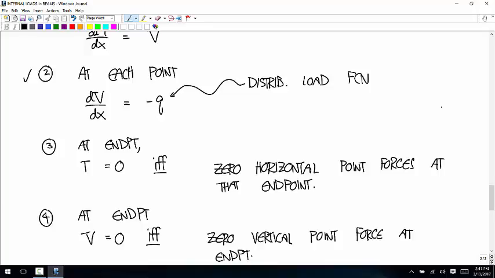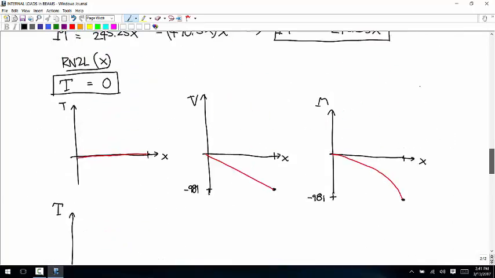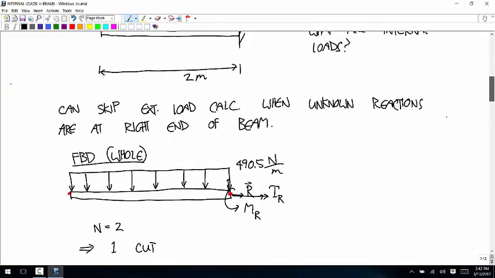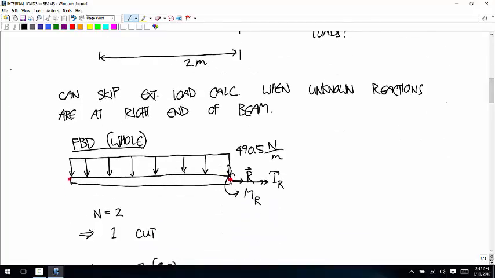Okay, so now at the endpoints, T is equal to 0 if and only if there are no horizontal point forces. Are there horizontal point forces at either endpoint? Well, at this one we know there's not. At this one we don't really know because we were lazy. That reaction force could apply, we skipped that. So in our case, we can only check at the left endpoint. But there's no horizontal distributed load at the left endpoint. So at the left endpoint, T should be equal to 0.